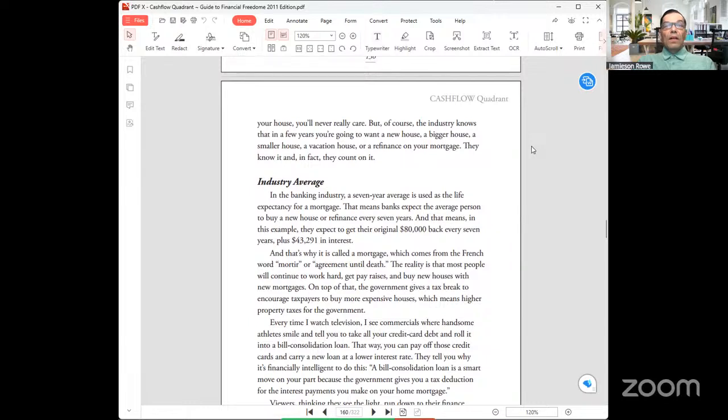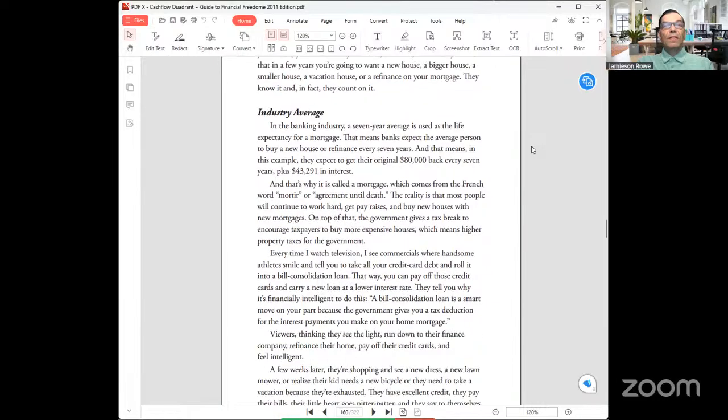In reality, most people will continue to work hard, get paid raises, and buy new houses with new mortgages. On top of that, the government gives a tax break to encourage taxpayers to buy more expensive houses, which means higher property taxes for the government. They encourage tax breaks so that they get more taxes. Not a bad idea.